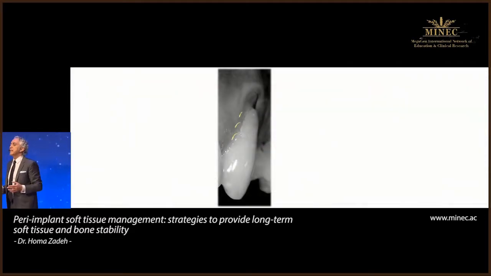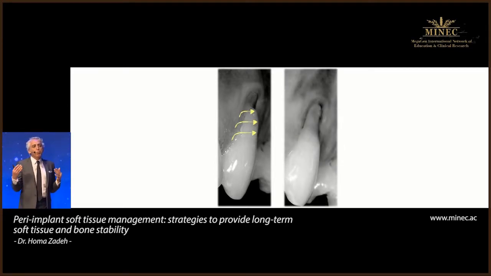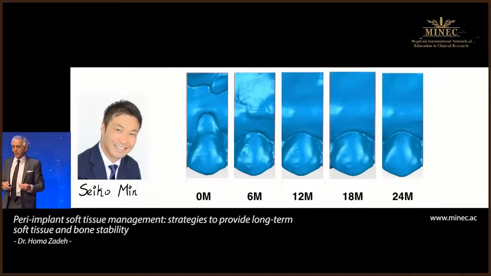So what we do, if there's root prominence, we try to eliminate it by flattening the root, and we use the same technique around implants. If an implant or abutment is too bulky, we try to reduce it to create a straight path for the mucosa to move across.